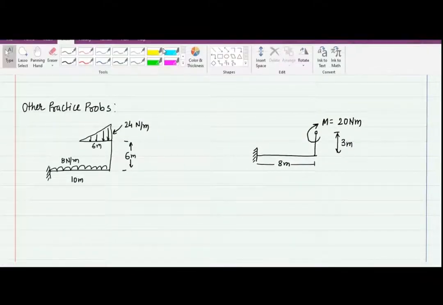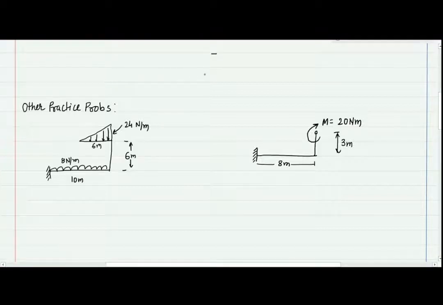Let's start with the left one. In the left problem, this is your beam which is fixed here. Let's assume that this is point A, point B, then C, and this is your point D. And how many external forces? Two external forces. One, a variable load of intensity 24 acting for a length of 6 meter. Second one is the uniformly distributed load of intensity 8 acting for a length of 10 meter. And I am interested in getting the reaction at point D.